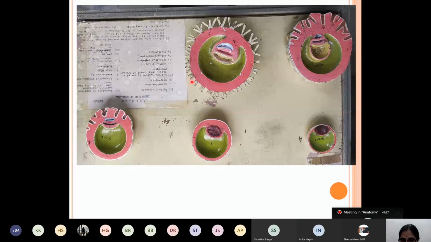This is the first stage. This red mass is the embryoblast, which will give rise to the embryo. This pink mass here is the trophoblast, which gives rise to the placental membranes. This is the blastocele. This is the blastocyst. Here you can see differentiation of the trophoblast, formation of the two cavities.